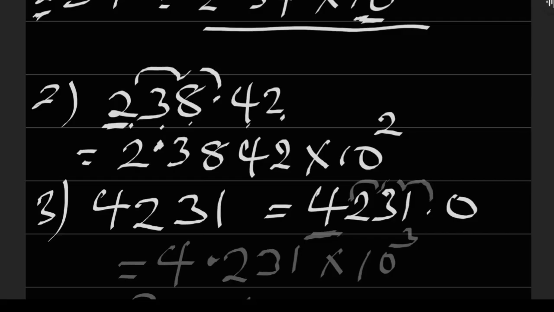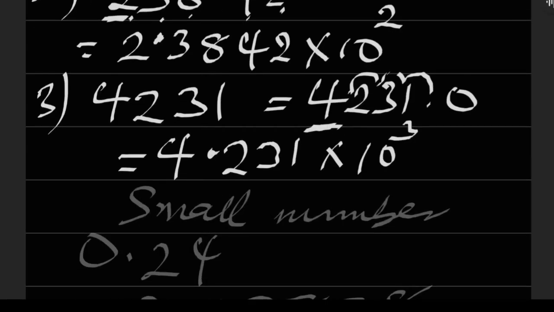Where's the first significant figure? This very 4 is the first significant figure. How many times will it move? 1, 2, 3. It moves 3 times. So what will our answer be? Our answer will now be 4.231 times 10 raised to the power of 3, now that the point has moved to the right place. Why 3? Because it moved 3 times. I believe we are following.